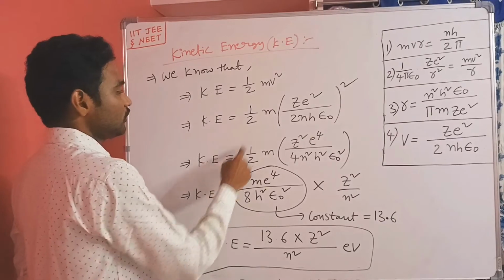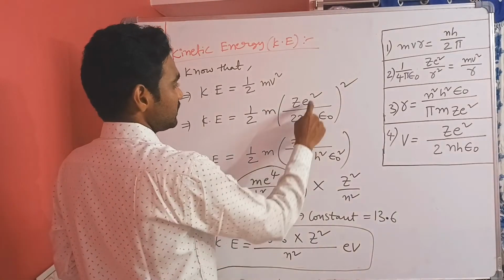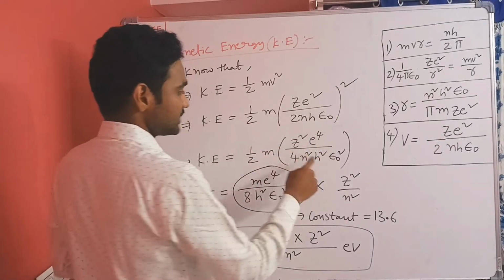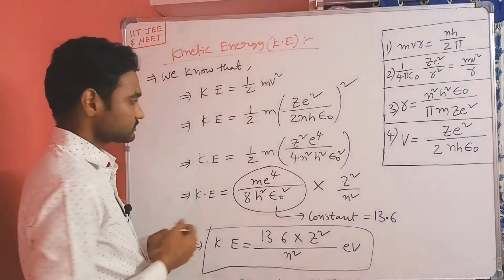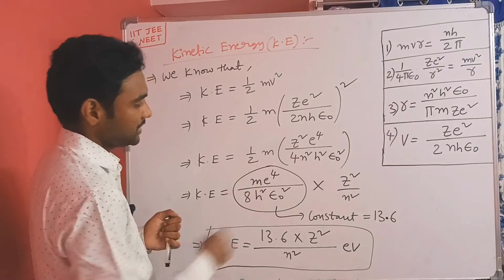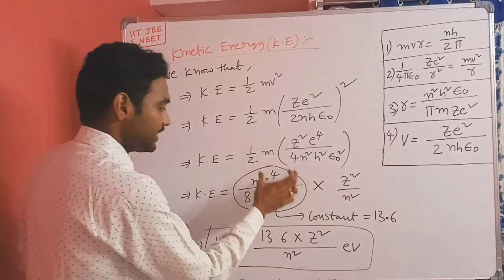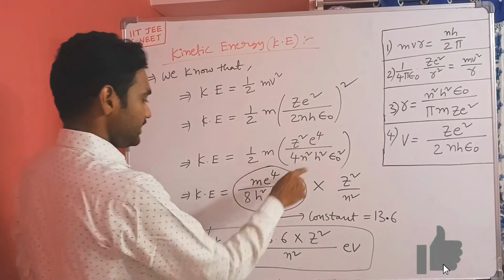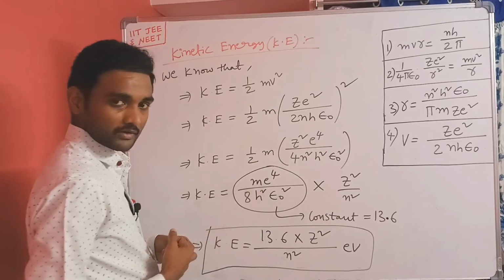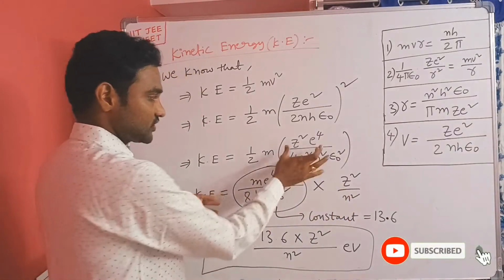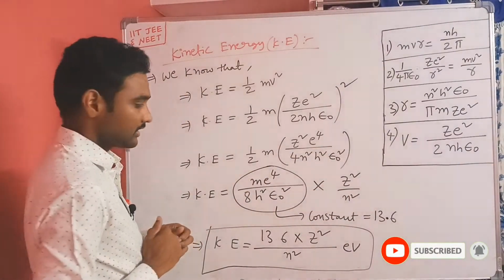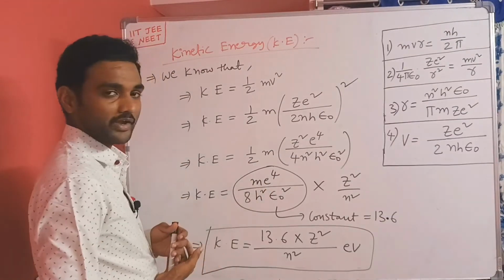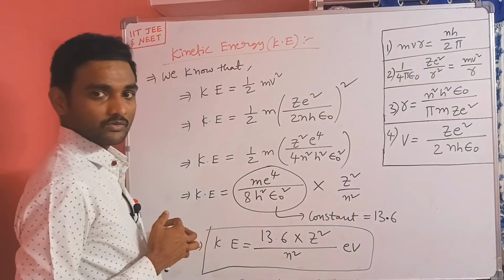Now K is equal to half m Z square e power of 4 by 4 n square h square epsilon naught square. Which things can cancel out, see? Maybe nothing will cancel. Now this one I am writing in this way: m e power of 4 by 8 h square epsilon naught square into Z square by n square. This one only I wrote in this way. See, this is totally constant. Now you have to substitute all the values. Then finally you will get 13.6 value.